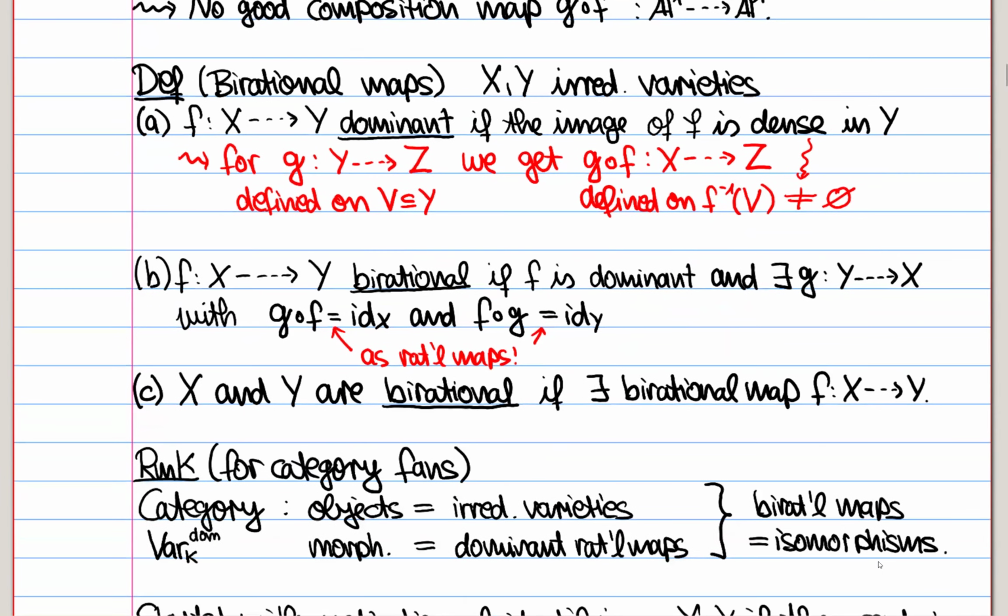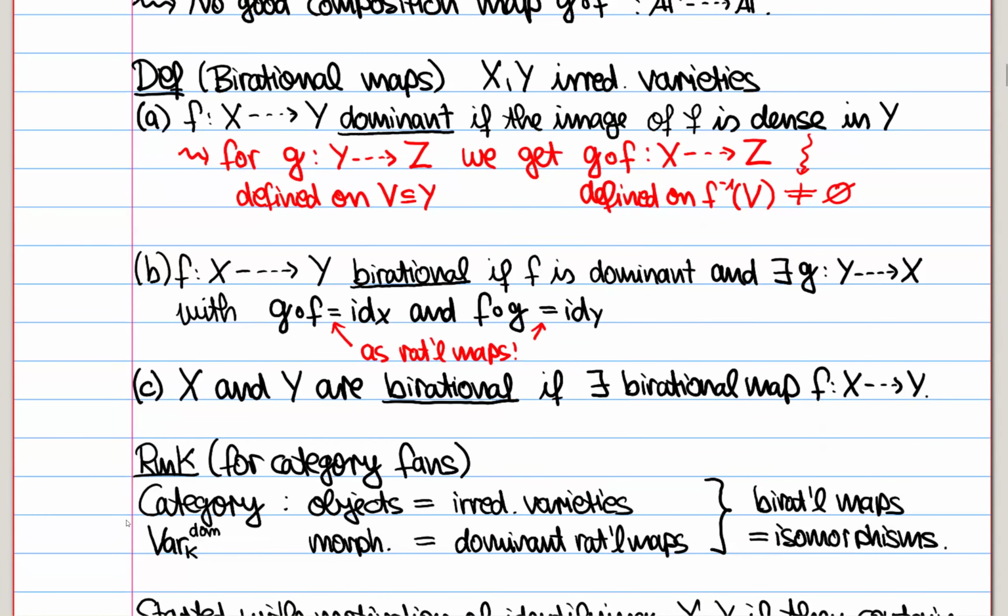And so I should make this precise. Somehow we do get a category: the objects are irreducible varieties, and the morphisms are dominant rational maps. Then we can write down a composition. We also have that the identity is always a dominant rational map. And so we get this category. I just call it here Var_k, varieties over k with dominant rational maps. And then you can check that in this category, these birational maps are exactly the isomorphisms. And being birational is exactly the same as being isomorphic in this category.